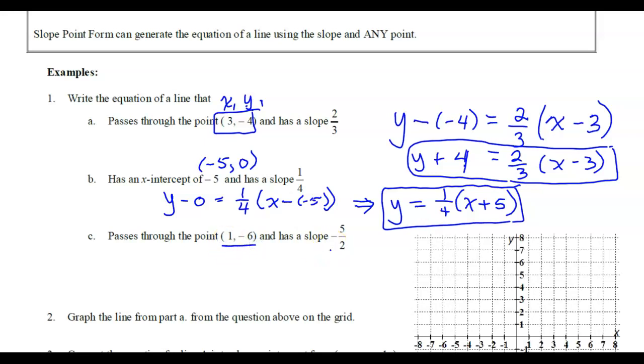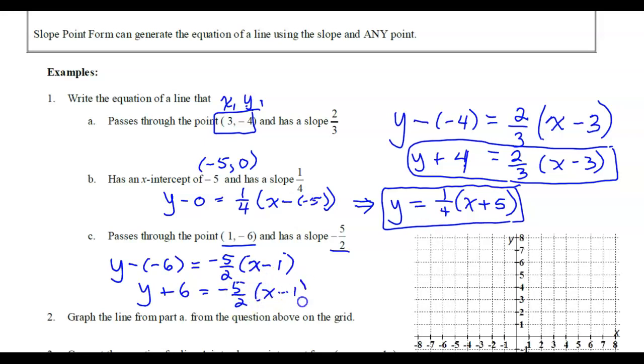Passes through this point, slope of this. So y minus -6 equals slope bracket x minus 1. So y plus 6 equals -5/2 bracket x minus 1. Done. Okay.